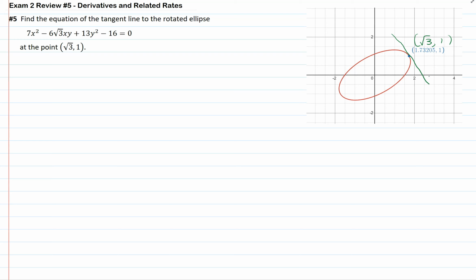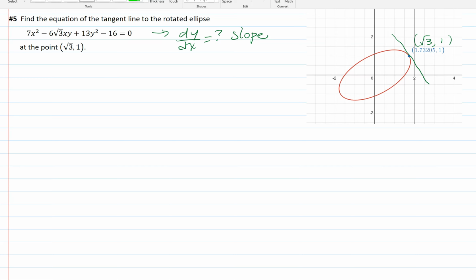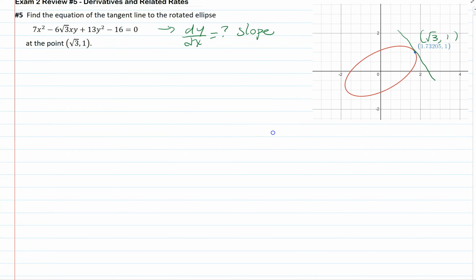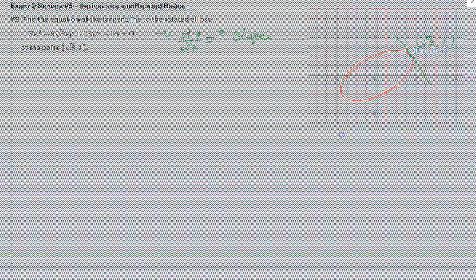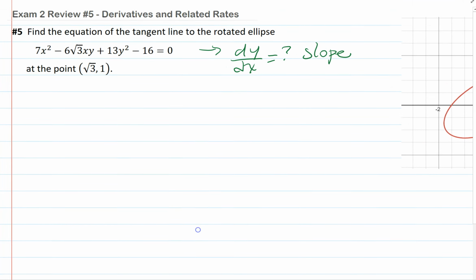That means we have to find out what is dy/dx, because that is the slope of the tangent line at any given point (x, y), right? So what is the slope? What is dy/dx? So we have to apply implicit differentiation here. Let's make it a little bit bigger so that we can see better.